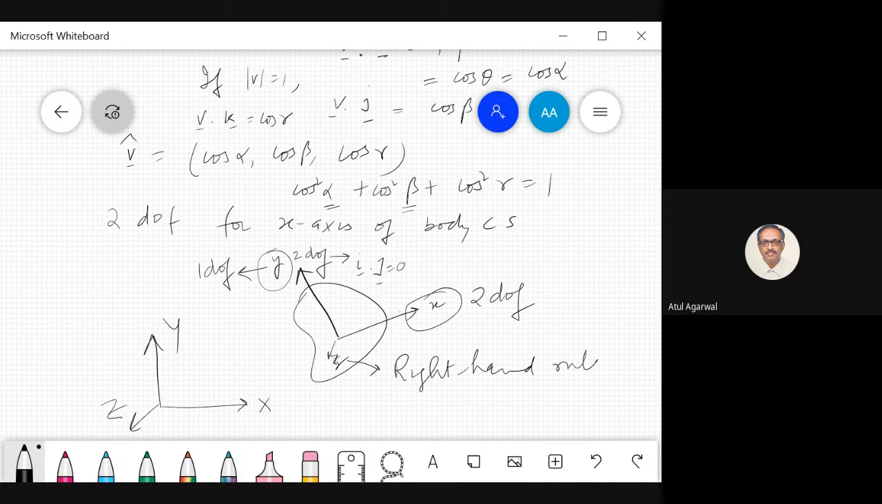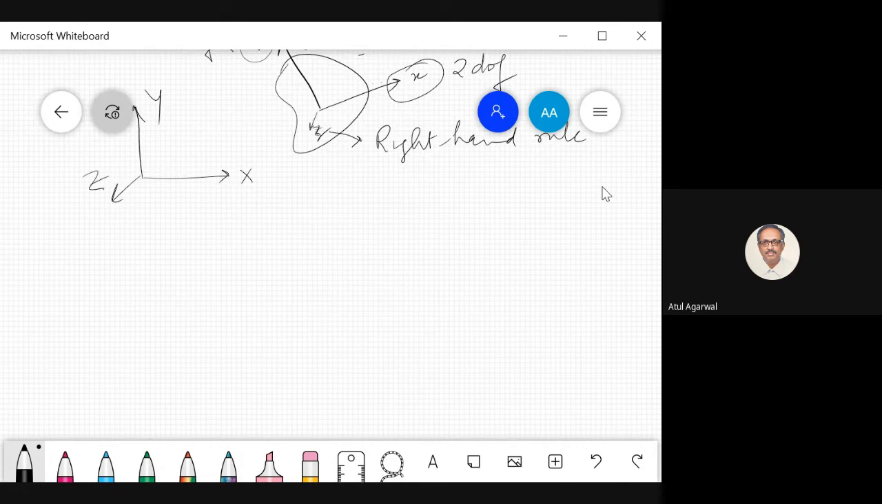So it is automatically defined. You take x axis to y axis, z axis will come out towards you. So it gets automatically defined. So you need only 3 degrees of freedom to define the orientation of the body axis. So you have got 3 degrees of freedom for the origin of the body coordinate system, 3 degrees of freedom for the orientation of the axis. So this way you have 6 degrees of freedom of a rigid body.